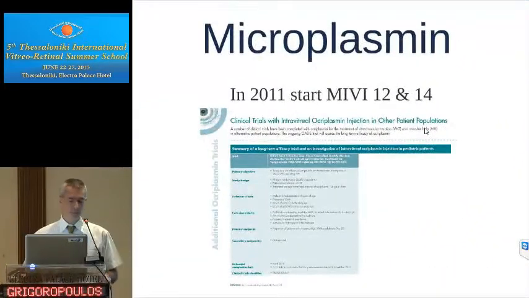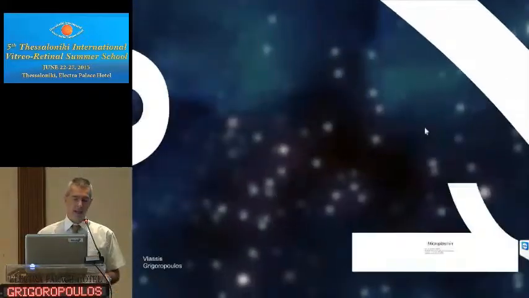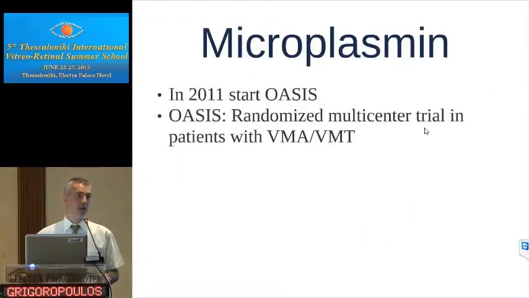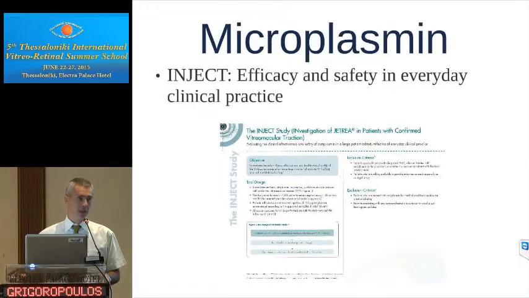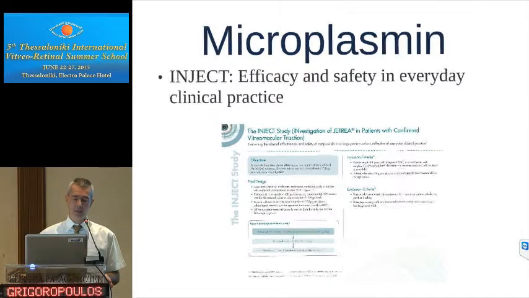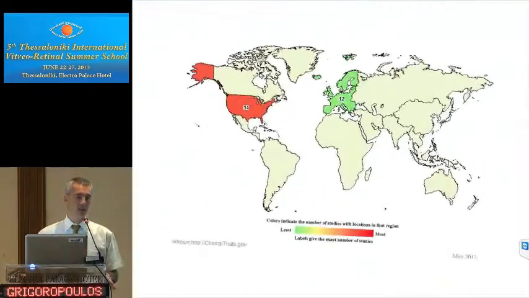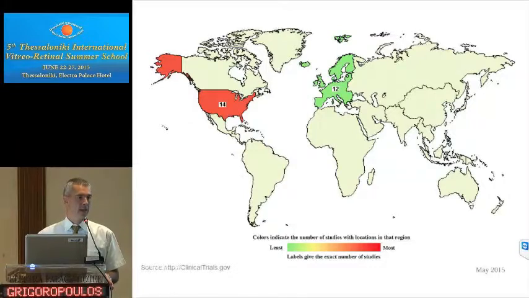In 2011, MIVI-12 and 14 start, and in 2011, the study OASIS starts, which is a randomized trial of patients with VMA and VMT. And the same year, the INJECT study starts, which studies the efficacy and safety of ocriplasmin in everyday clinical practice. It was not a trial anymore, it was everyday clinical practice. So you see that there are many studies. It's a drug that has been extensively studied. In May 2015, if you look at the US side of the studies, you have 26 studies running right now in the States and in Europe, and there are more to come.